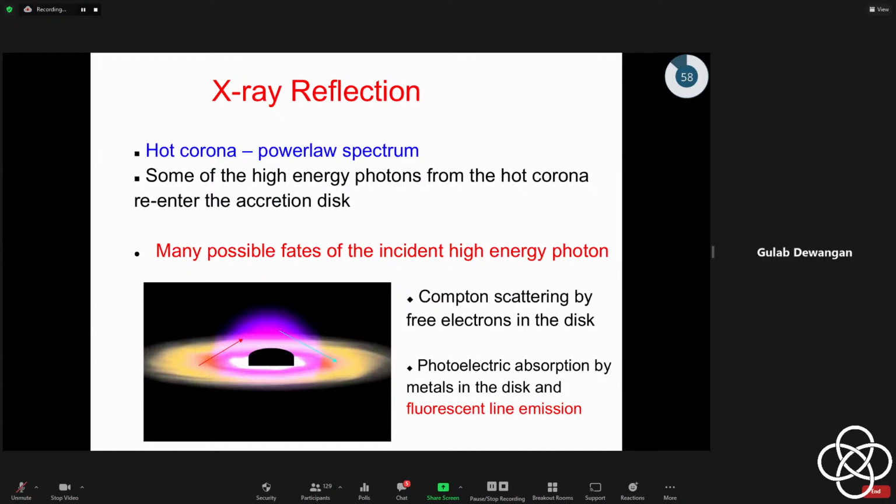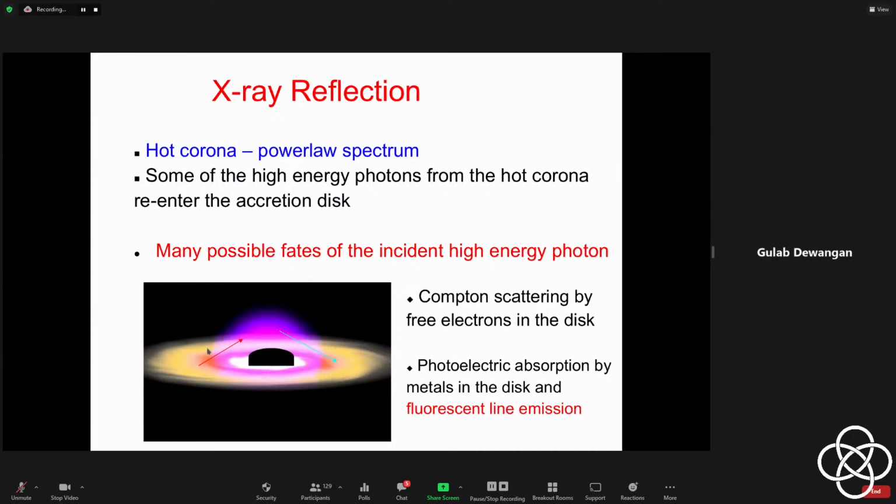The iron K-alpha line, as well as some of the soft X-rays we discussed earlier, can arise due to a process called reflection. So, X-ray reflection. Let's see what exactly this process is. First of all, we have this hot corona, and as we know, this hot corona emits the X-ray power law spectrum through this Comptonization process. And the power law emission can, of course, go in all directions, and some fraction also illuminates this accretion disk.